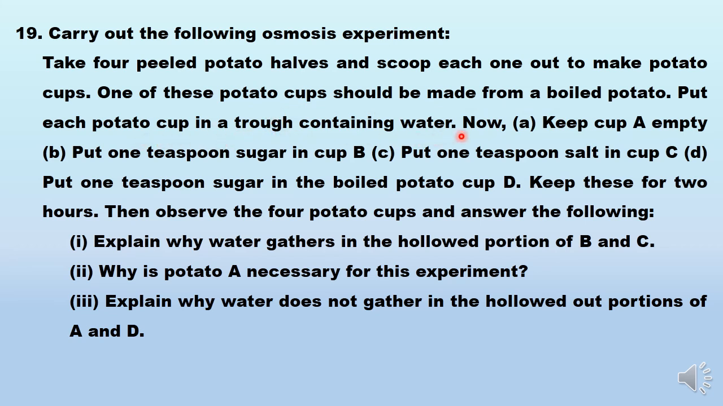Okay, all 4 are kept in identical condition, that is, a trough containing water. Now you label the troughs as A, B, C and D. In cup A you put nothing, it will be empty. In cup B you are putting 1 teaspoon of sugar. In cup C you are putting 1 teaspoon of salt, and the boiled one is labeled as cup D. So we are again putting 1 teaspoon of sugar in the boiled one.